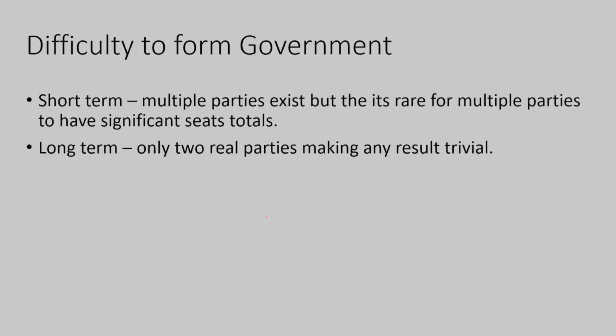Difficulty to form government. Short term, multiple parties could exist, but it's rare for multiple parties in a first past the post system to have significant seat totals. So in other words, you might have to do the odd coalition government. It's not unheard of, but it is rare. In the long term, there's only going to be two real parties, so forming a government is trivial because the party who has the most seats forms government, and there's only two parties. Because naturally, first past the post leads to a two-party system.